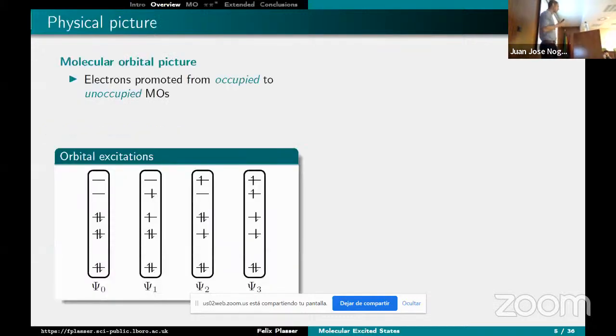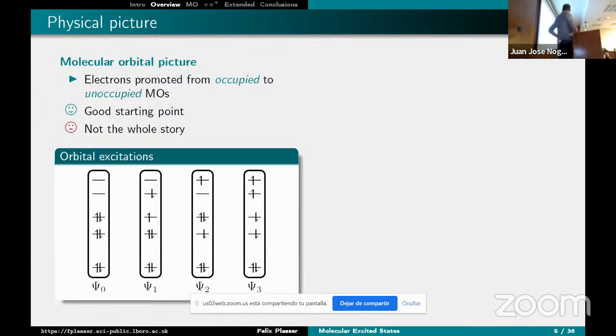So what is the textbook picture? In the textbook picture, we have our occupied orbitals, and an excited state means we take an electron from an occupied orbital and place it in an unoccupied orbital. Then, depending on the different orbitals involved, we have different excited states. This is a good starting point, the way that we can begin talking about excited states, but it's clearly not the whole story.